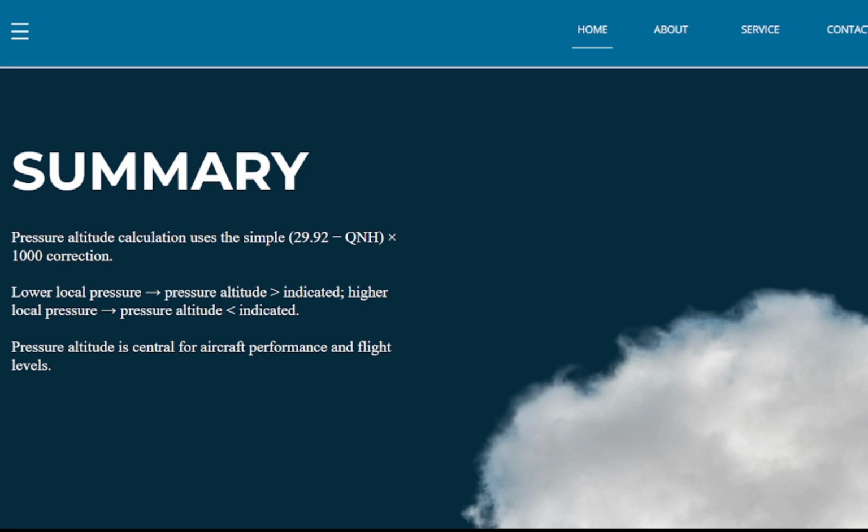Remember the formula: indicated altitude plus 29.92 minus local setting times 1,000. Okay, and know the sign. Lower pressure means you add to get pressure altitude, higher pressure means you subtract. And most importantly, understand why. Why pressure altitude is what performance data and ATC use. So getting it right is basically the key to safety and efficient flying. There's no more than that, guys.